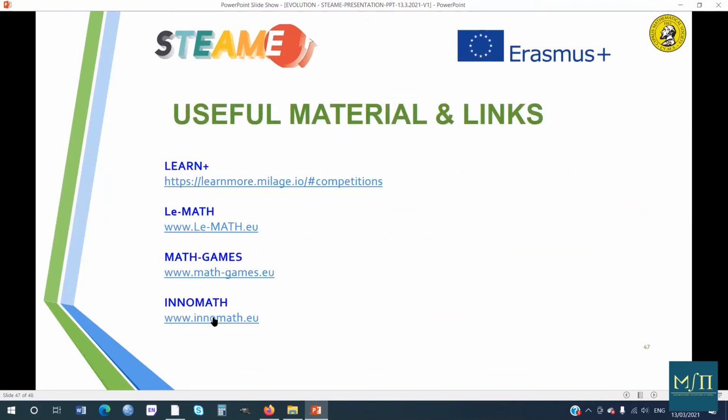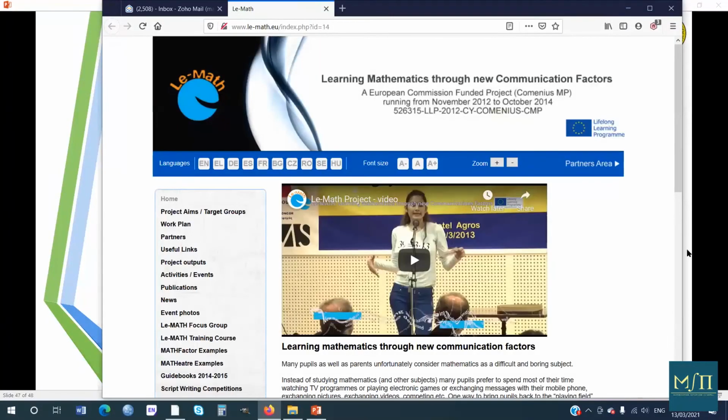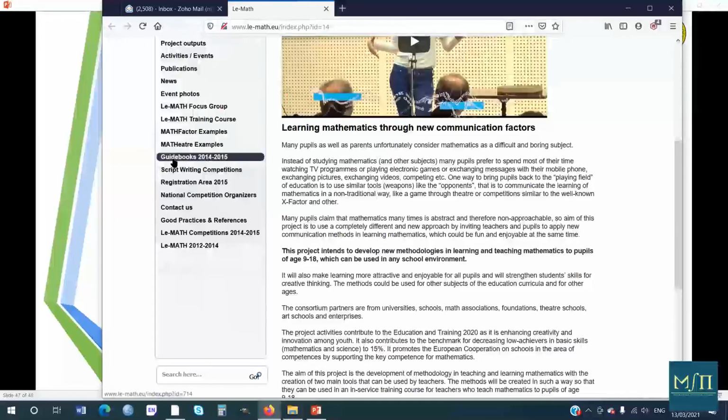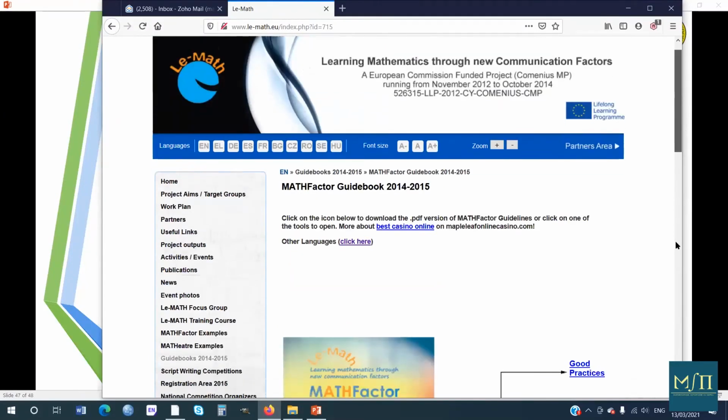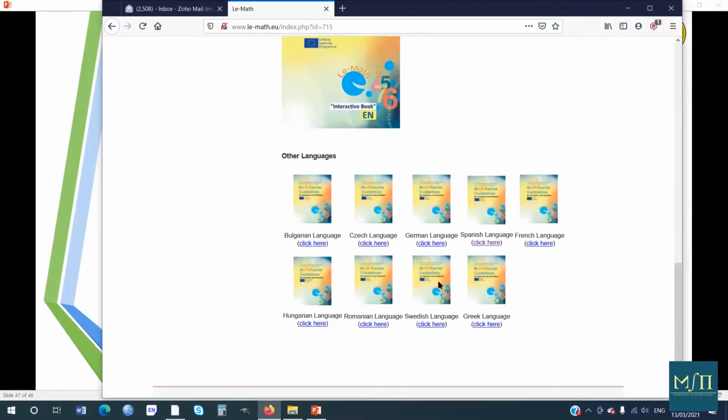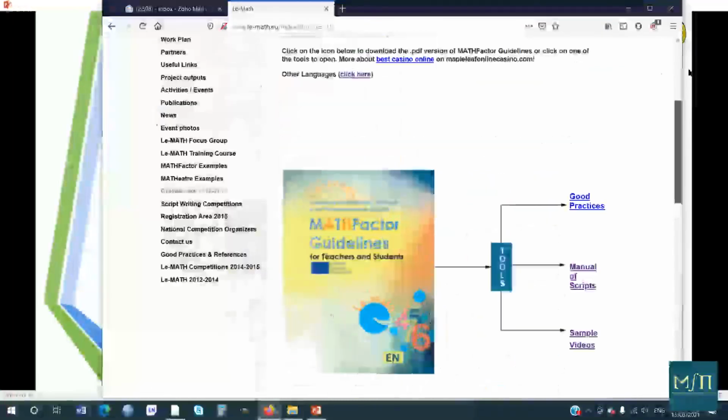Here I give you 4 links to projects. This is Learn Plus, a platform where teachers can play games and learning activities with their students. Learn Math is what I showed to you with the Math Factor and Math Theater. If you go to the guidebooks, you can access the guidebooks for Math Factor, let's say, in 9 different languages, including English, or Math Theater, etc.